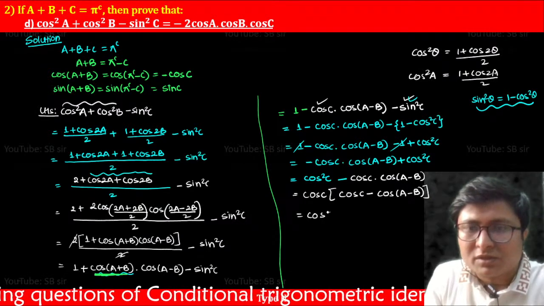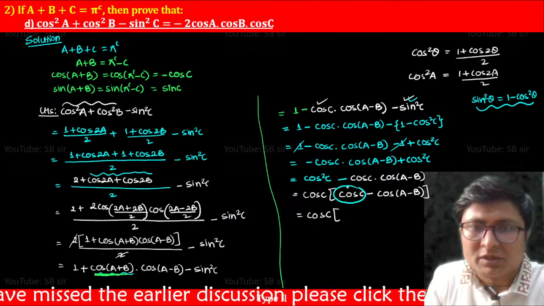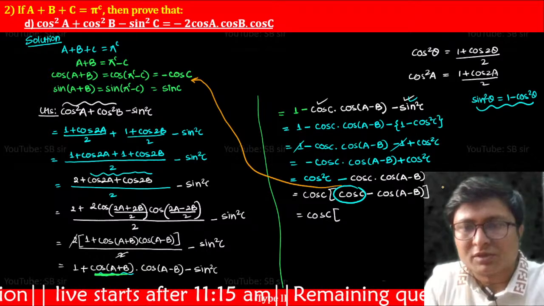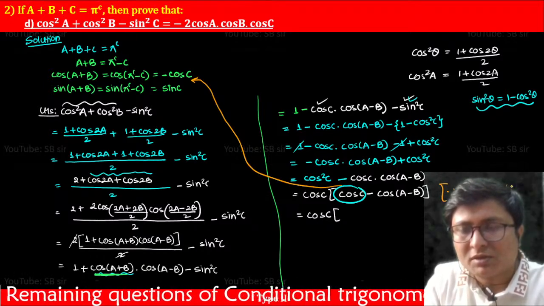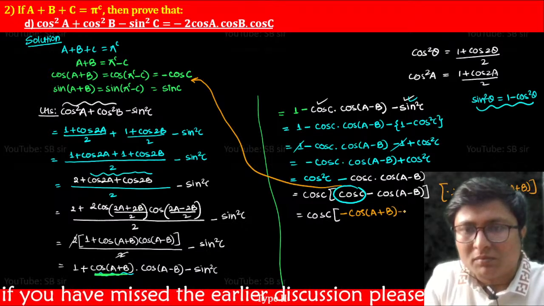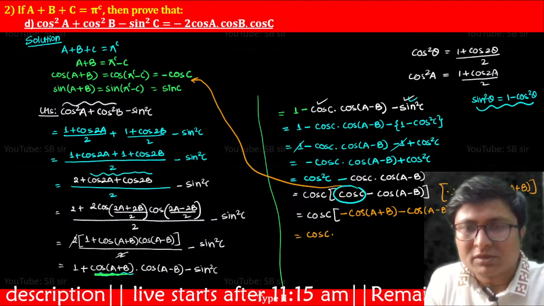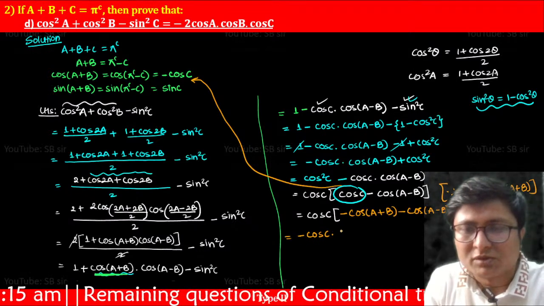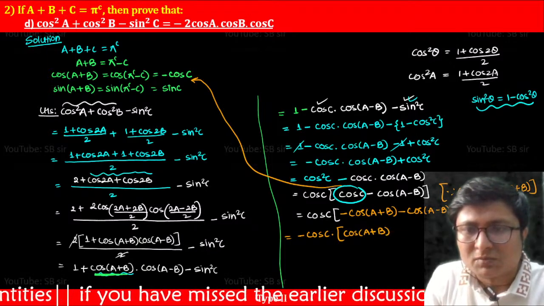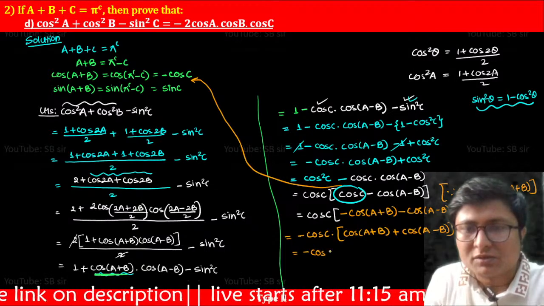So what we get here is cos c into cos c, and it is already in the question. Cos c means minus cos(a+b), so cos c is equals to minus cos(a+b). So this is equals to minus cos(a+b) minus cos(a minus b). Minus is common from both, so take minus common in front. This is equals to minus cos c, cos(a+b), minus common here also, so cos(a+b) plus cos(a minus b).